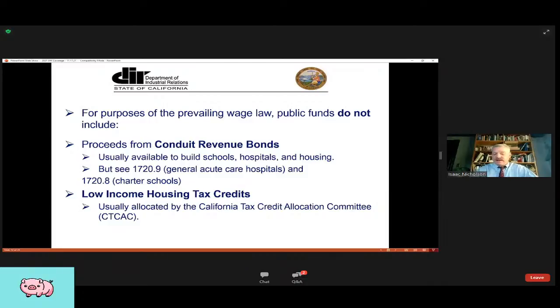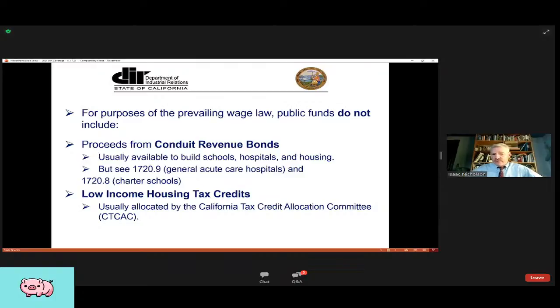And I've seen many instances where clever people try to formulate a development project that has complex financial arrangements, and we look very carefully at those to try to figure out if public funds are involved. So be aware, if it has value, it may be a public fund causing coverage under the prevailing wage laws. For purposes of the prevailing wage law, these very specific exceptions apply. Proceeds from conduit revenue bonds, these are usually available to build schools, hospitals, and housing.